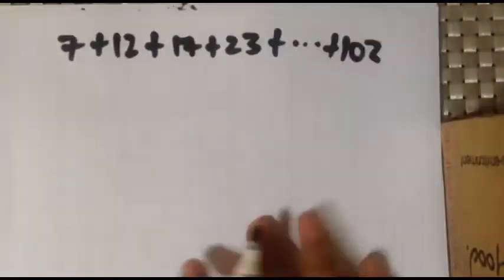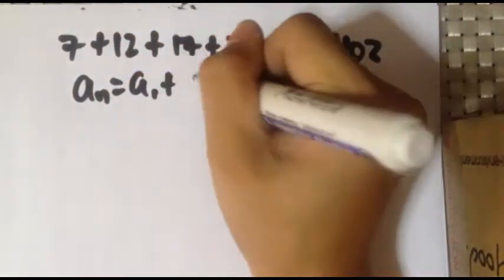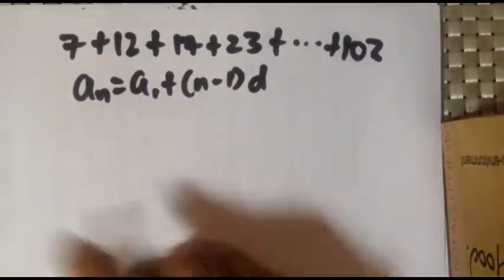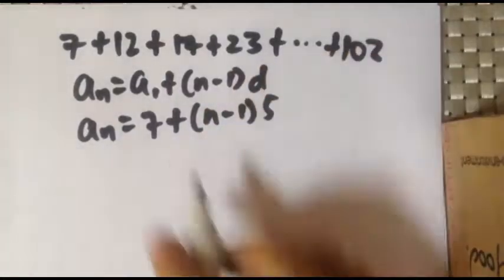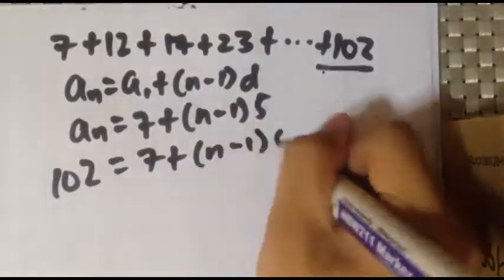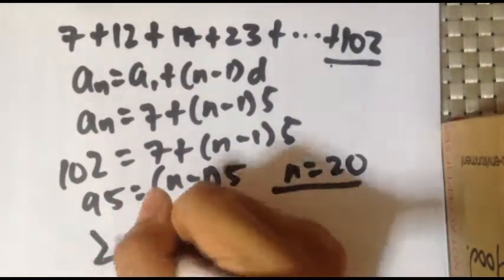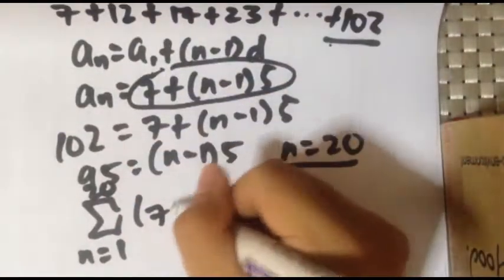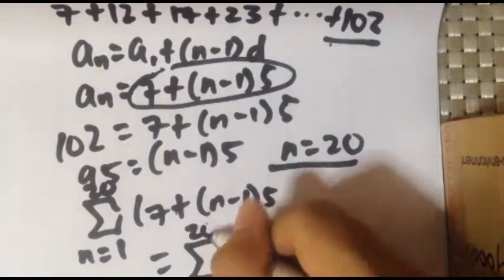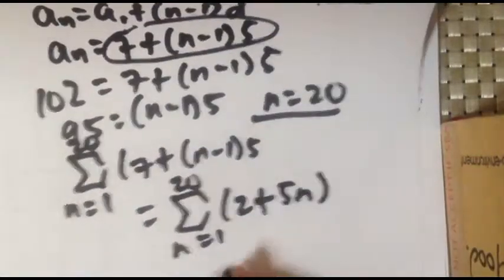Let's have another example. Write this series in sigma notation. Since this is an arithmetic series, the nth term is a sub 1 plus n minus 1 times d, or a sub n is 7 plus n minus 1 times 5. We set a sub n to 102 to solve for n, which is 20. So n starts from 1 and ends at 20, and our nth term is 7 plus n minus 1 times 5, or 2 plus 5n, so the sigma notation would be this.